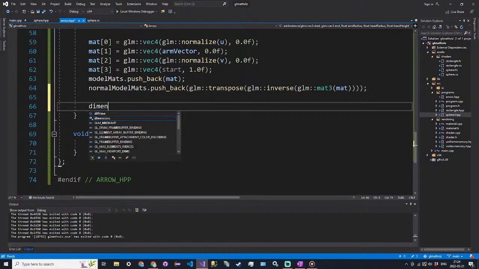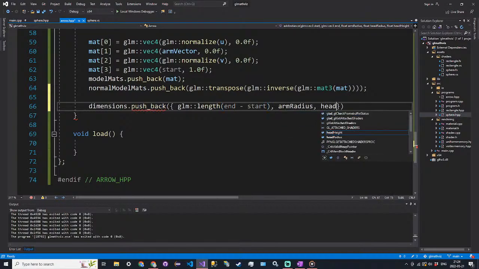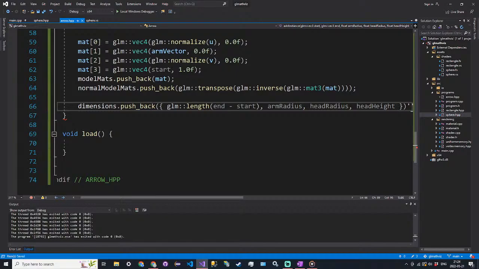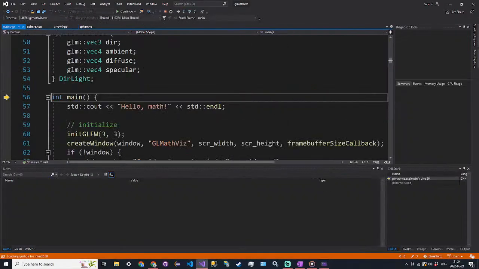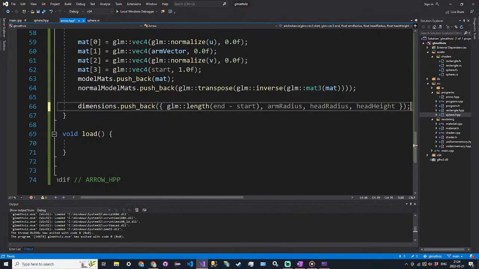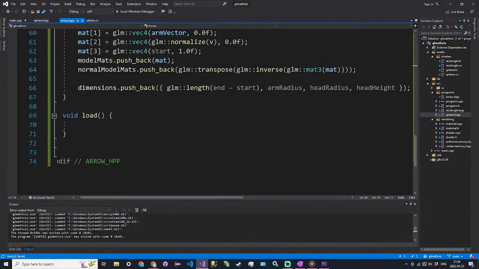All right, and then we have our dimensions. So dimensions.pushback. The 4 components are going to be the magnitude, so GLM length of end minus start, the arm radius, the head radius, and then the head height. Oops. What are we doing? That's not what I wanted to do. Let me just make sure that that's consistent. Arm, head, head. Perfect. So those are the 4 dimensions.